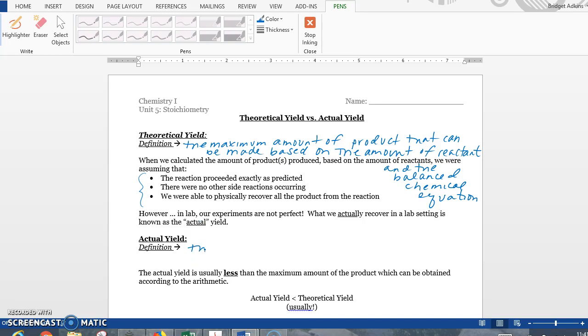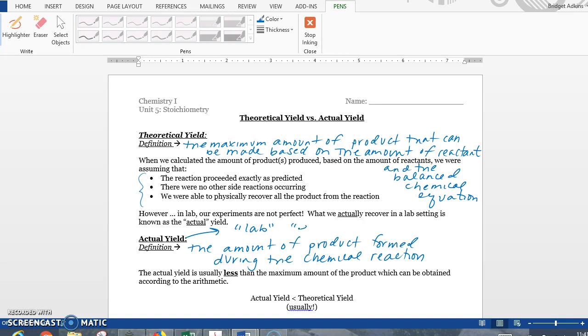So it's the amount of product formed during the chemical reaction. So I like to think of this one as the lab or the experiment, whereas this is going to be more of a paper and pencil type of thing. So you're sitting there and drawing your little bridge and saying, well, how much could I make? Whereas this is, you actually went into the lab and you made it.